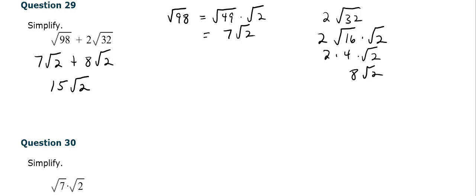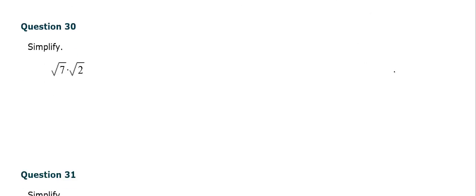So next, we'll look at some multiplication. Here we have the square root of 7 times the square root of 2. We can multiply the radicands together, the 7 and 2, and this would give us the square root of 14. Since 14 doesn't have any perfect square factors except for 1, we are simplified as much as we can.